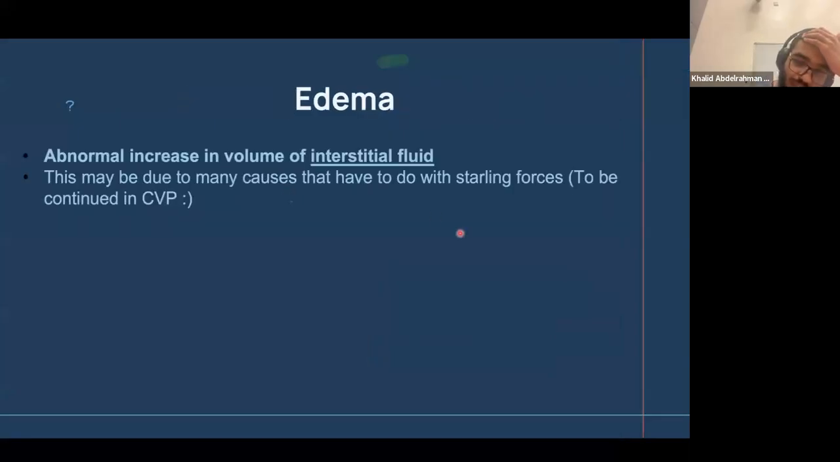Okay? So now let's talk about the last concept, edema. I'll not talk about this a lot because it wasn't really explained in your lecture. It was just touched upon. So edema is an abnormal increase in volume of interstitial fluid, which is the space between the capillaries and the tissue cells. And this may be due to many causes that have to do with something we call the Starling forces or lymphatic system. And this is to be continued in CVP. I won't explain anything more. I just put it in case they ask you what is edema. It's just an abnormal increase in the volume of interstitial fluid. So it will cause a swelling.